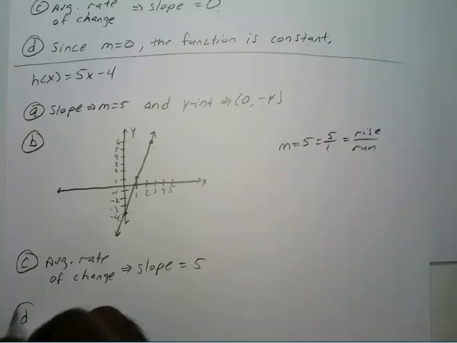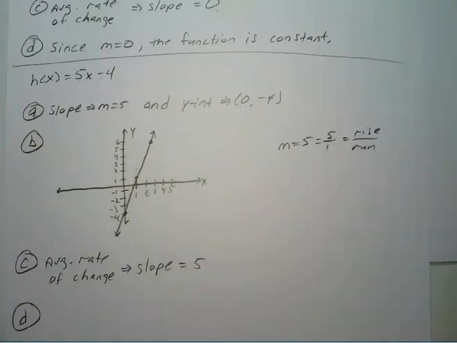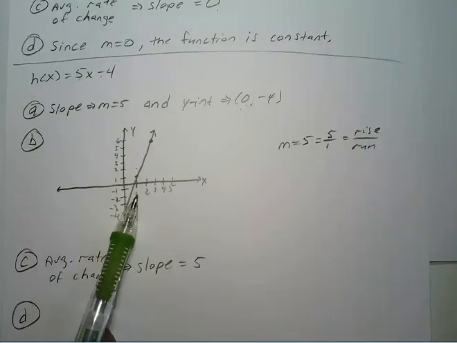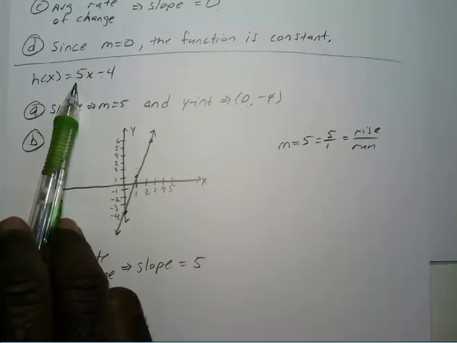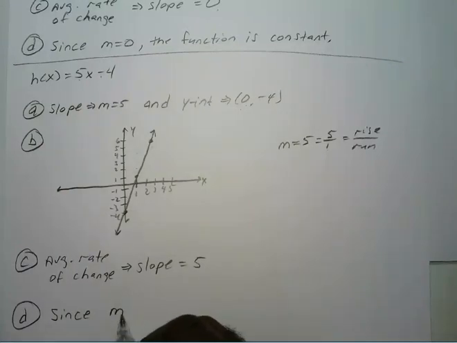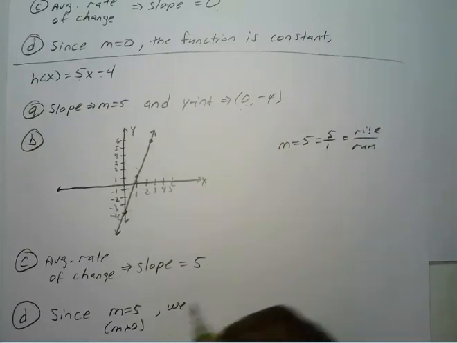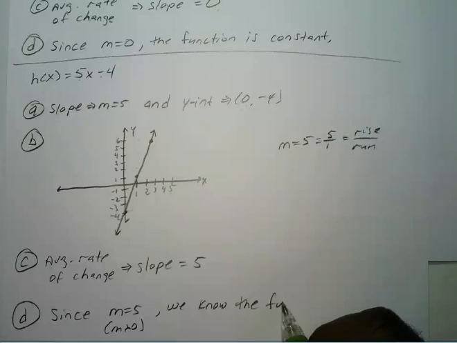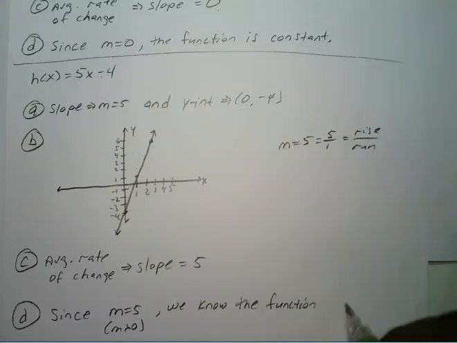Okay. And for D, we can tell just by looking at the graph that it's increasing. But if we didn't have the graph here, just the fact that our slope is positive. So since the slope is equal to 5, or it's just greater than 0, we know the function is increasing.